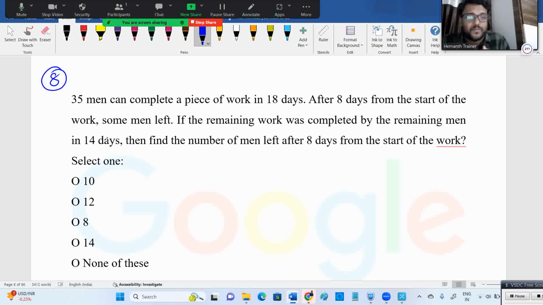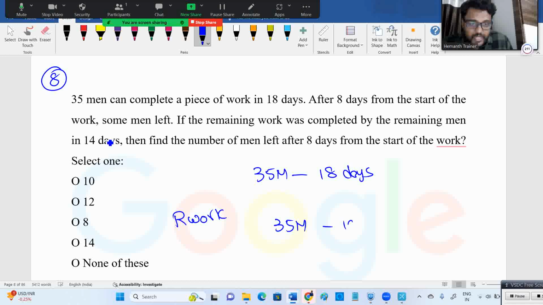35 men can complete a piece of work in 18 days. After 8 days from the start of the work, some men left. The remaining work is completed by the remaining men in 14 days. So see, if 35 men complete the work in 18 days, now 8 days are completed. So the remaining work is something 35 men can complete in 10 days. Because they said, after 8 days, the first 8 days, 35 men worked. After that, they are giving the situation, right?